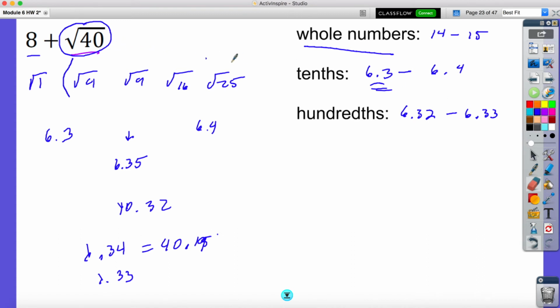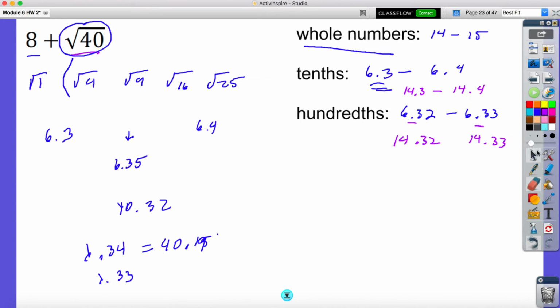I just did radical 40. I forgot to add 8 to it. So all I'm going to do in purple is add 8 to both of these. This would be 14.3 and 14.4. This is 14.32 and 14.33. I just added 8 to all these values.